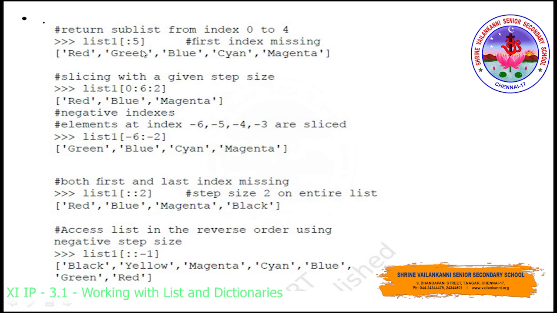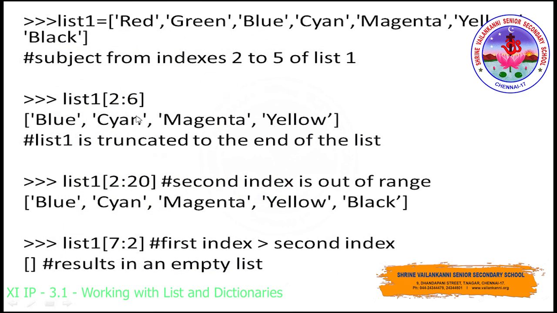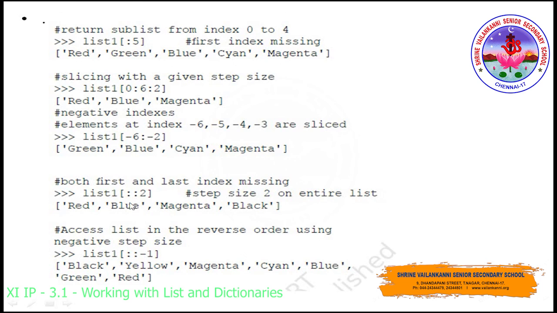And list1 of :5 they have given, so obviously it starts from the 0th index position and goes to 1 less than the last one. Similarly, they have not given both parameters, start and end. So it will start from the 0th index position and move till the end of the list, but it will skip one value in between, as the step parameter has been given as 2. So you see here, red, blue, magenta and black get displayed. Got it? This is how it works.